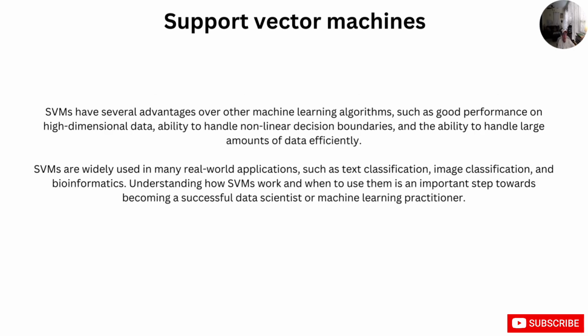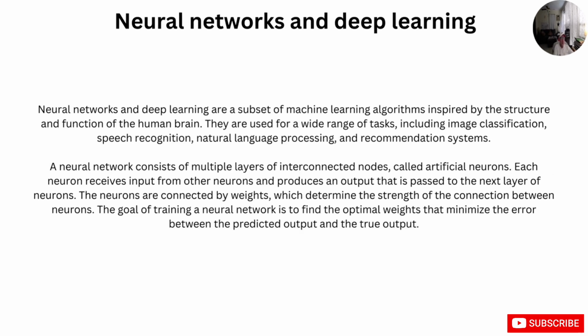SVMs have several advantages over other machine learning algorithms, such as good performance on high dimensional data, ability to handle nonlinear decision boundaries, and the ability to handle large amounts of data efficiently. SVMs are widely used in many real-world applications, such as text classification, image classification, and bioinformatics. Understanding how SVMs work and when to use them is an important step towards becoming a successful data scientist or machine learning practitioner.